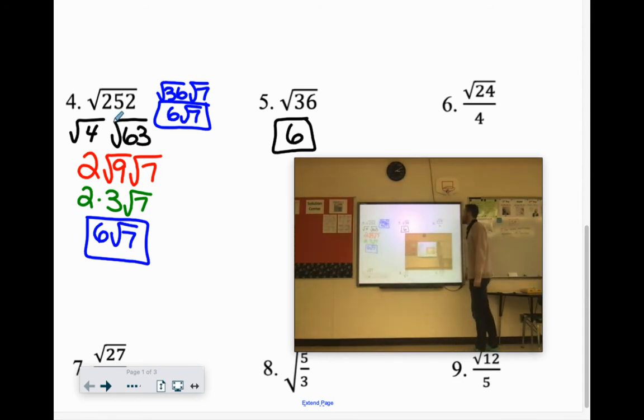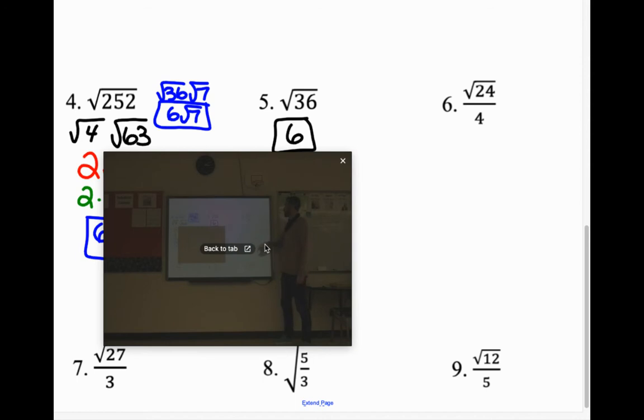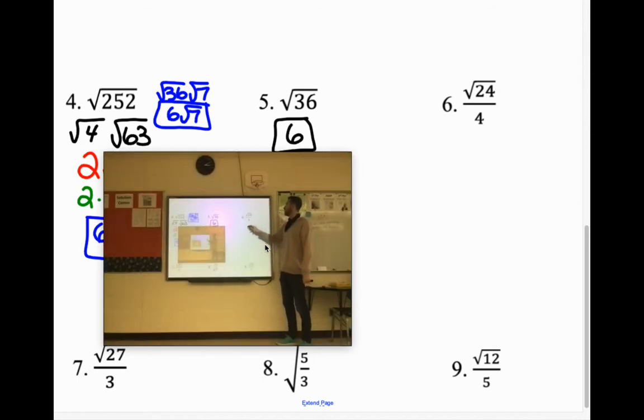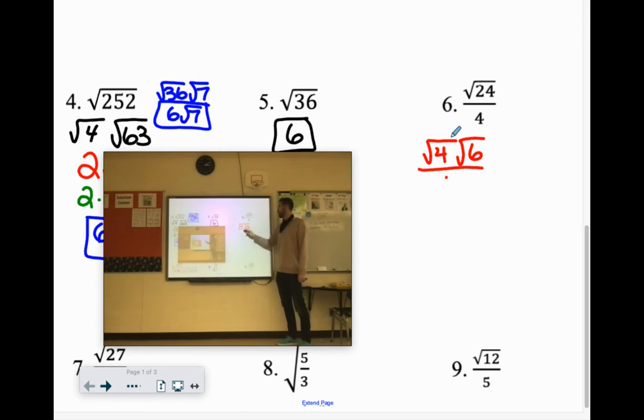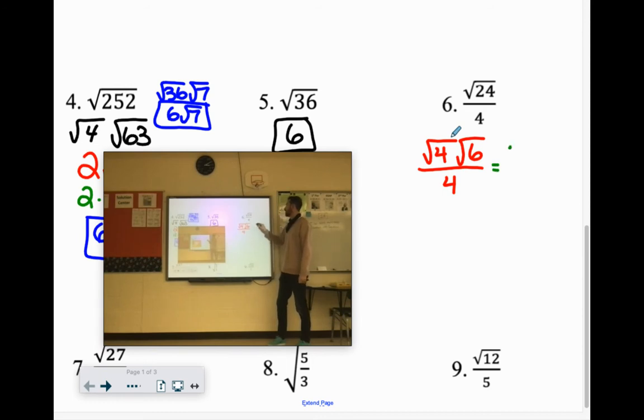All right, root 24 over 4. Now, the radical is only over the 24, so let's think of perfect squares in 24. That would be 4. So 24, I'm going to make root 4 times root 6. The square root of 4 is 2, so this would give us 2 root 6 over 4.